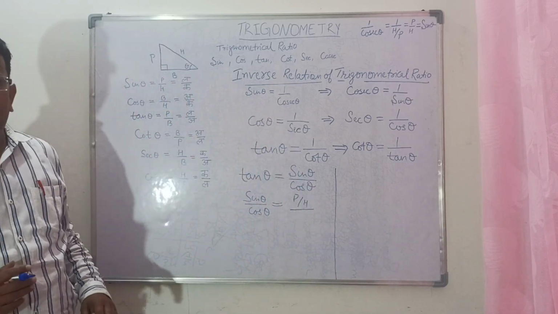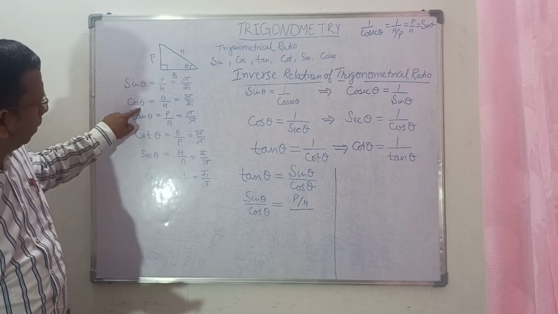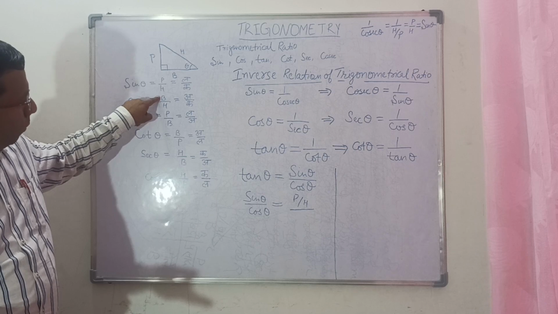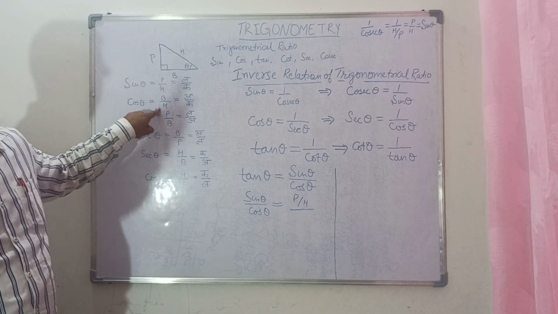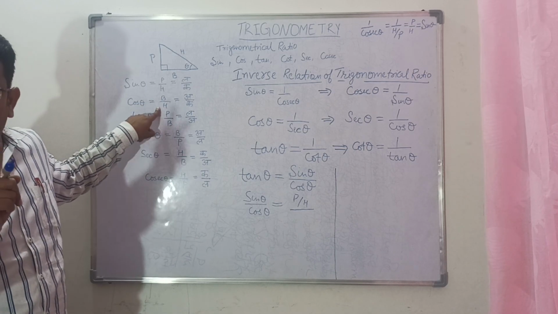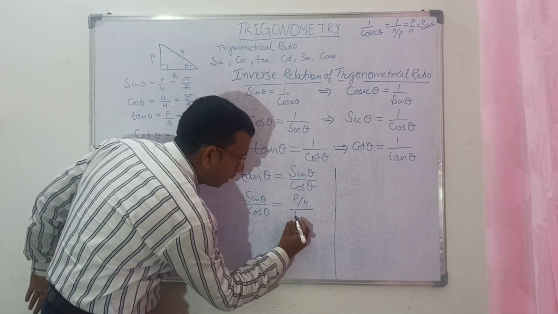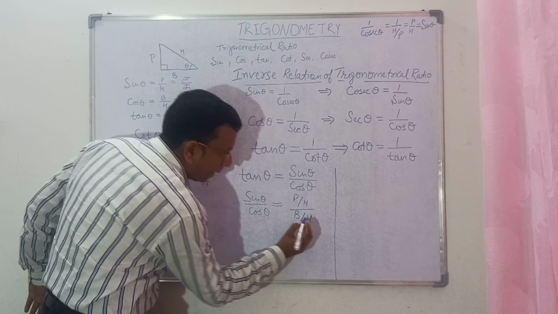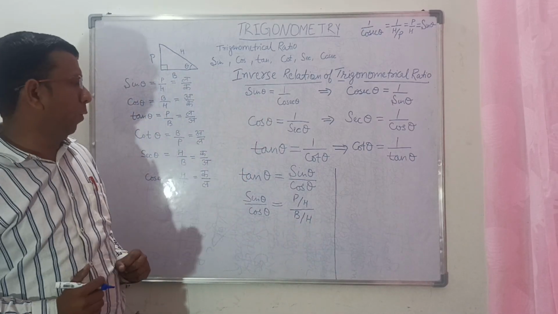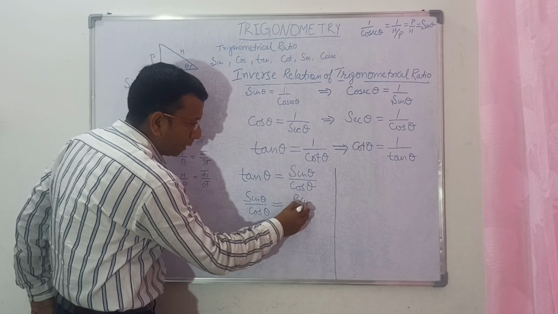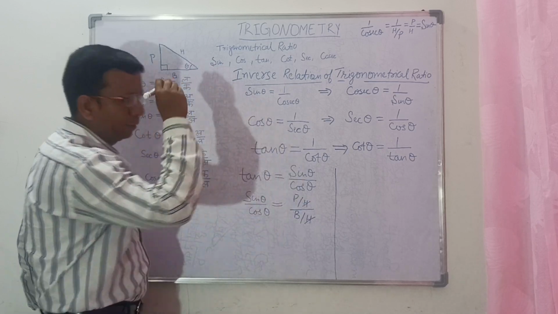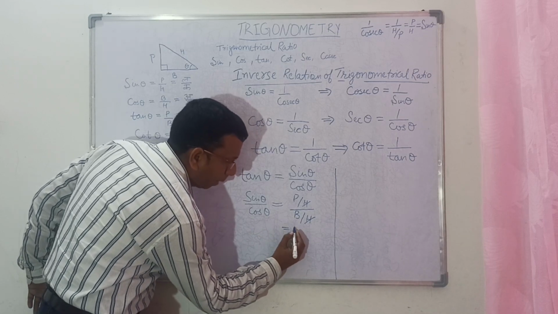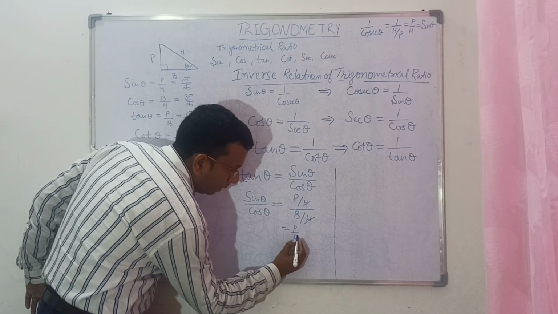Now, what is cos theta? Cos theta is equal to, what is written here? Base upon hypotenuse. Okay. According to fractions, you know very well, this hypotenuse can be cut by this hypotenuse, and then you will find that it is equal to perpendicular upon base.